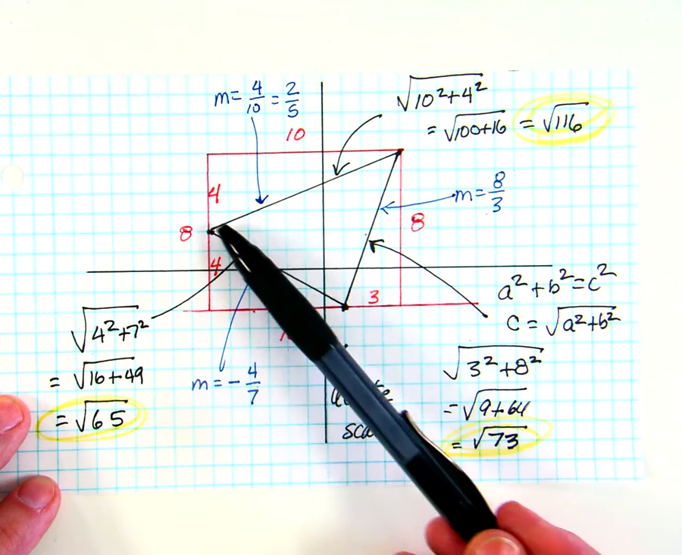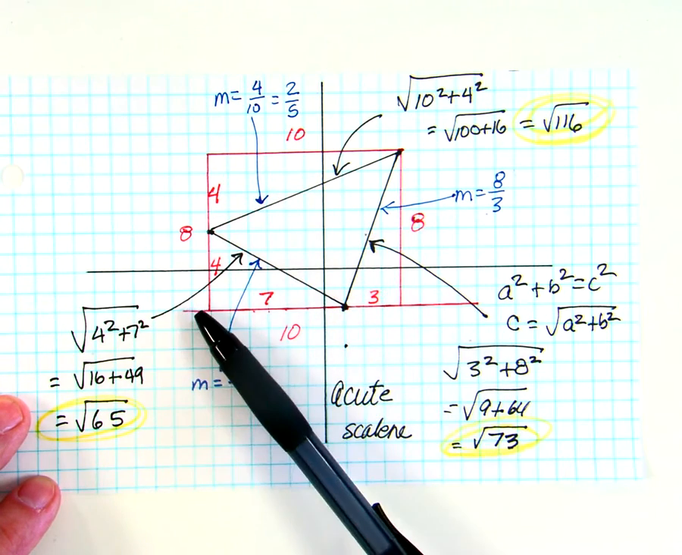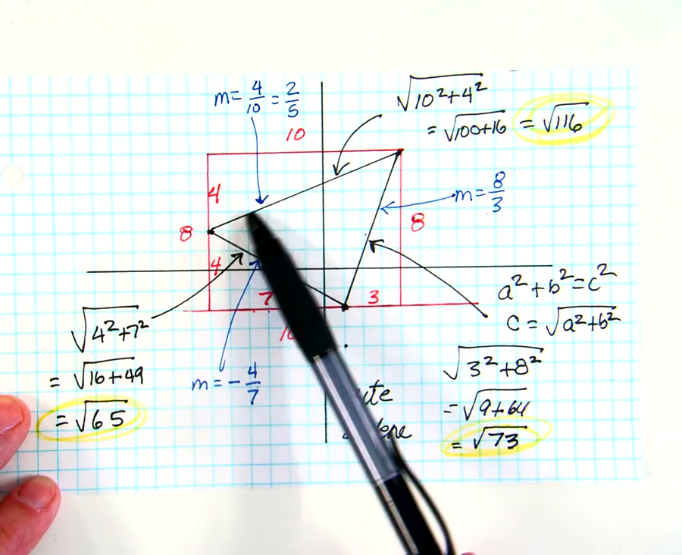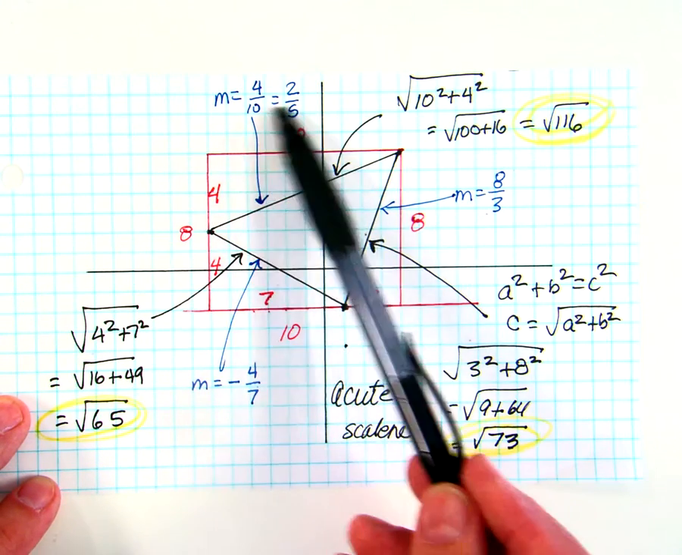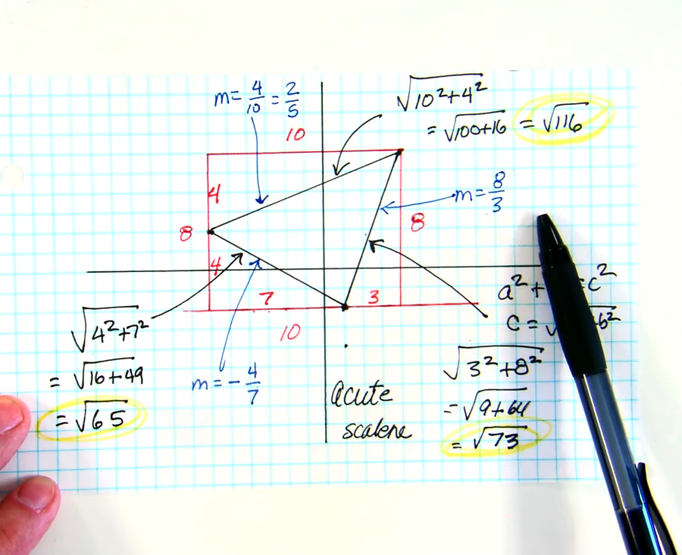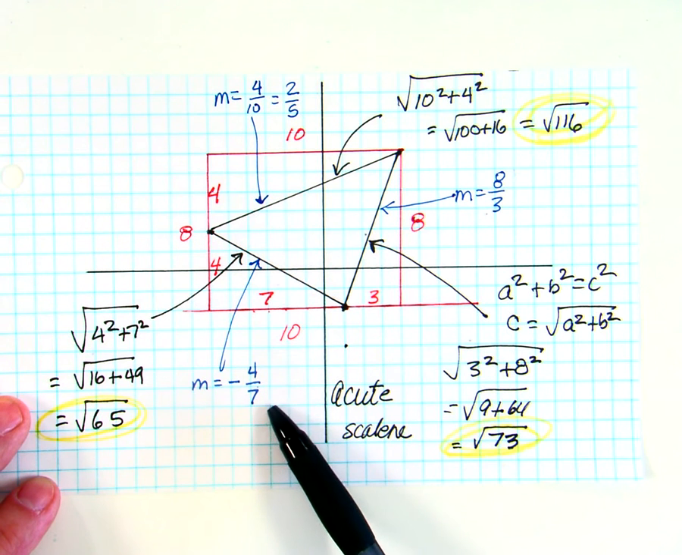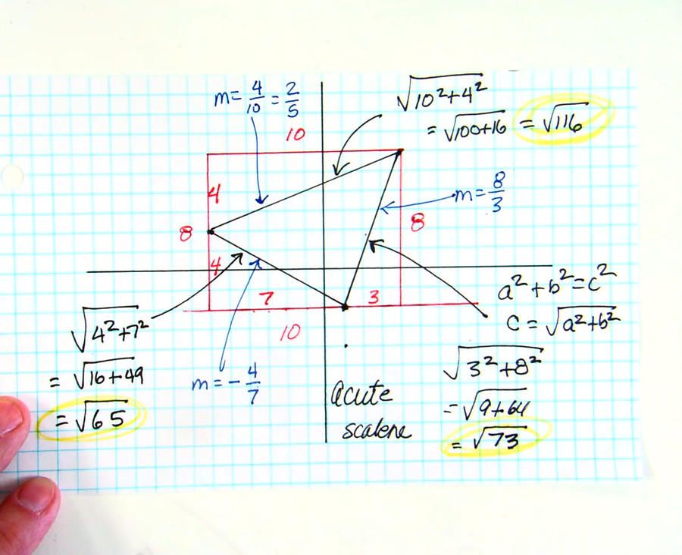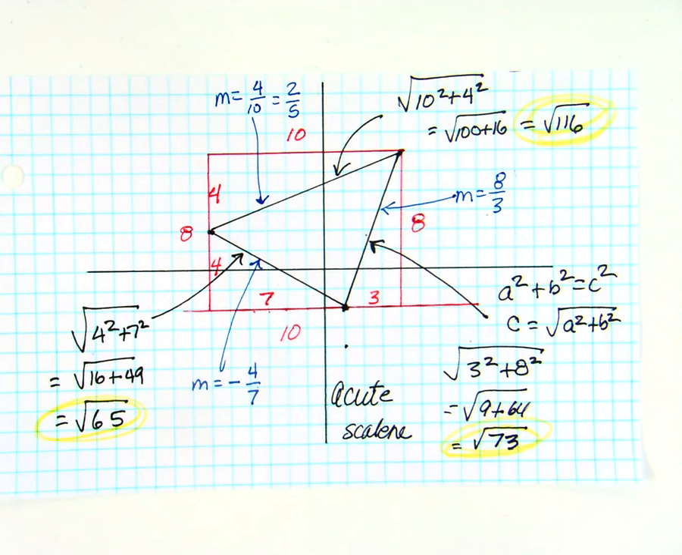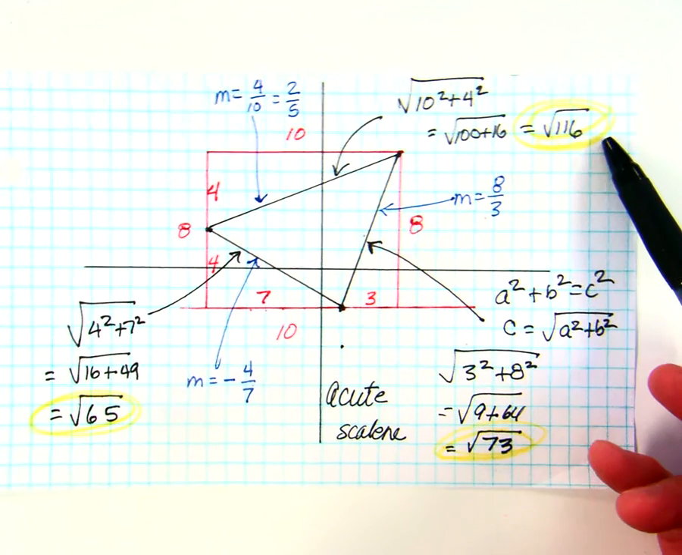Now, if you need to know whether they're perpendicular, in other words, whether it's a right triangle, then look at the slope. By drawing the box around it in this fashion, you can get the slope very easily. The slope of this section is rise of 4, run of 10, or 2 fifths. And for the others, the slope is 8 over 3, and the slope here is negative 4 over 7. Remember from algebra that lines are perpendicular when their slopes are negative reciprocals. None of these are negative reciprocals. This is not a right triangle. And it's scalene because the side lengths are square root of 65, square root of 73, and square root of 116.